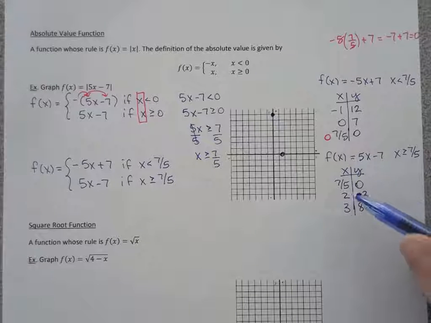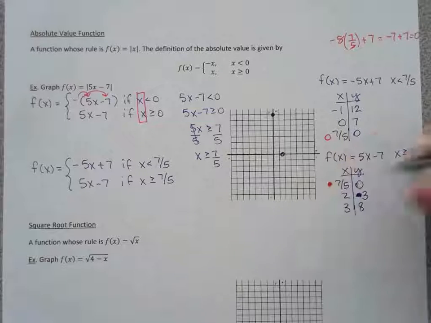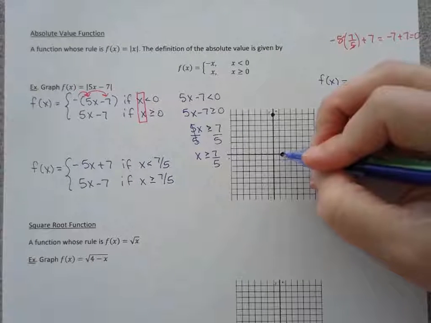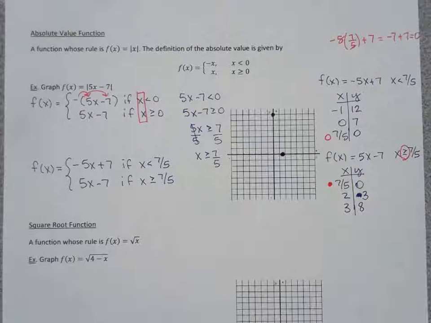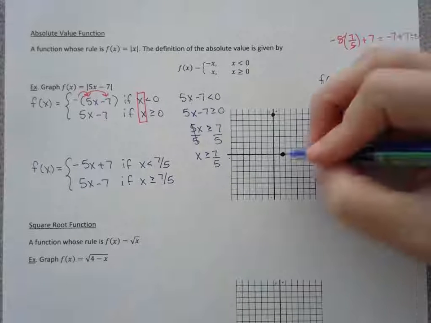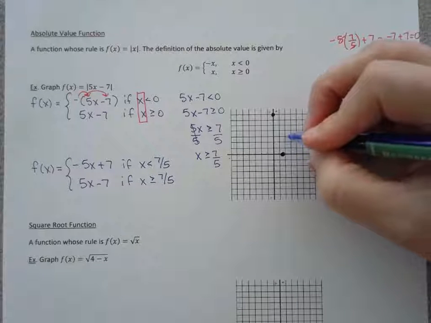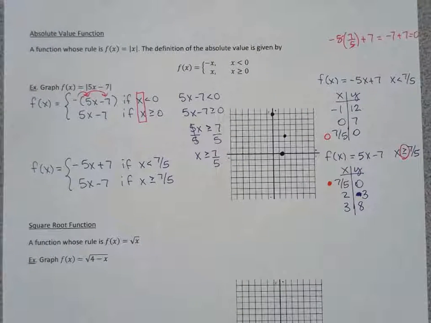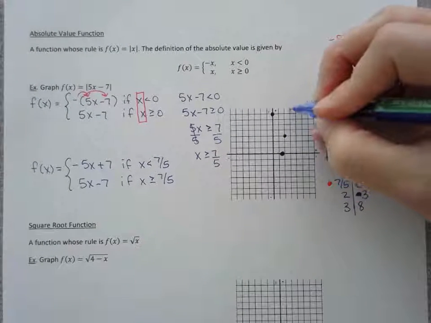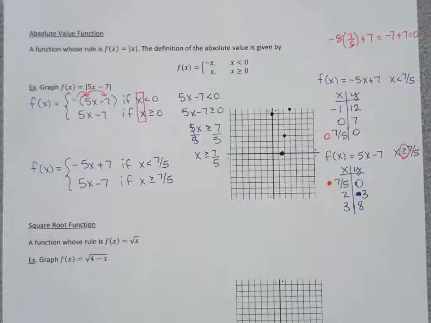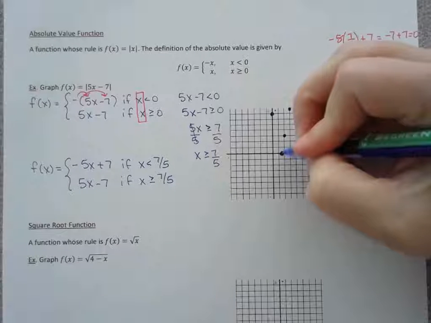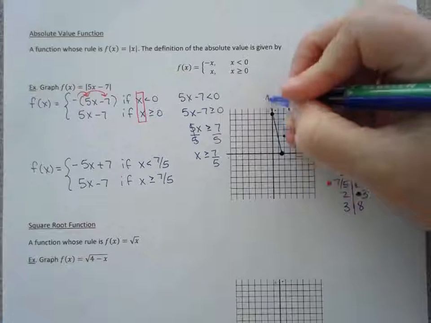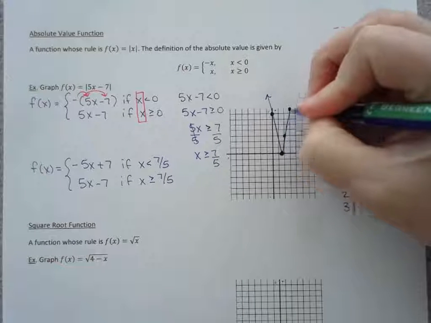Okay, plot those points. So 7/5, 0. Now we're including it, right? We have a closed circle because it's greater than or equal to. So I have that circle closed in. And we have the point 2, 3. So 2, 1, 2, 3. And technically 3, 8. Okay, the absolute value is a V-shaped graph. So we're going to squeeze our V in here. V on the left, V on the right.